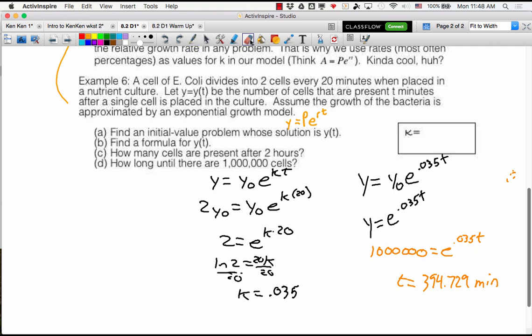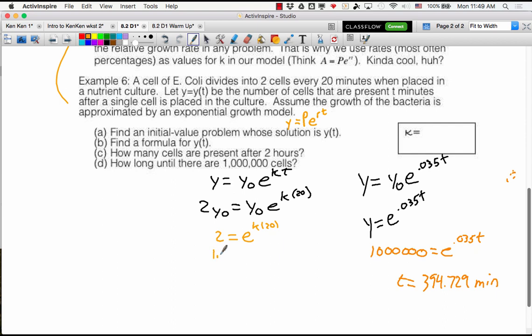Do you agree with me that if I put 20 minutes in, I'll have twice the population? Okay, so every 20 minutes is going to double. So then, by dividing by y naught, we get 2 equals e to the k times 20, or 20k. And so, you solve for k. You've got to find out what this growth rate is. What does k equal?